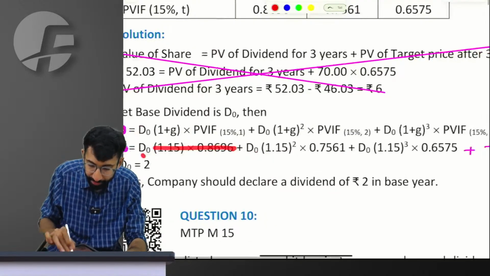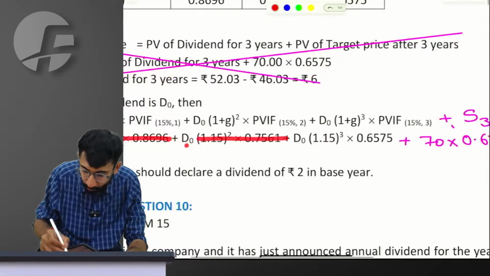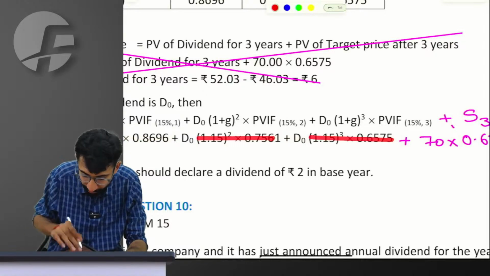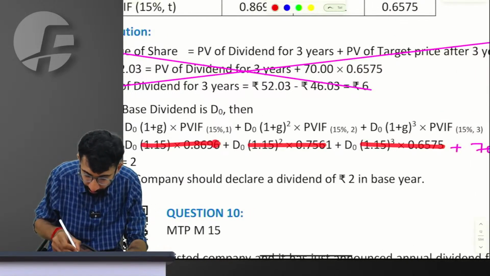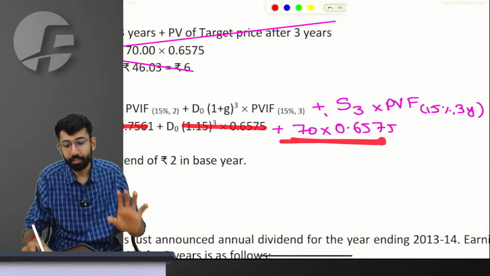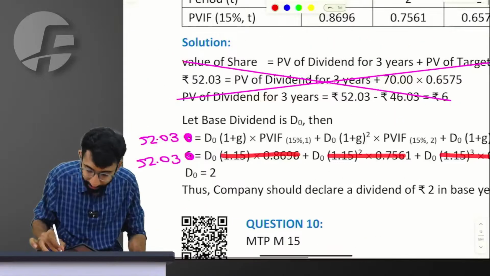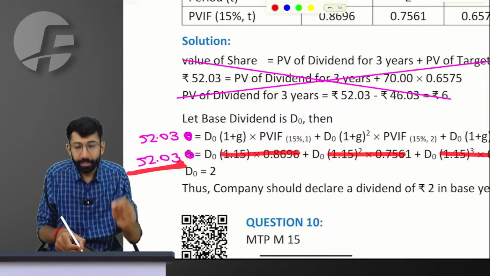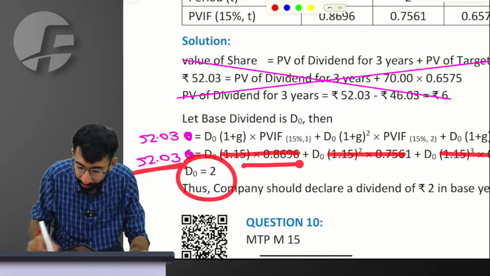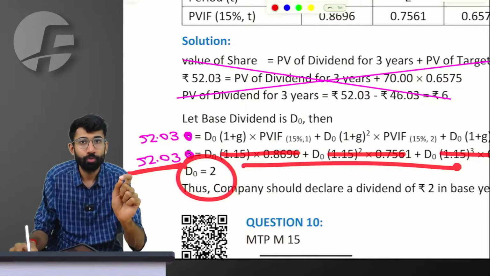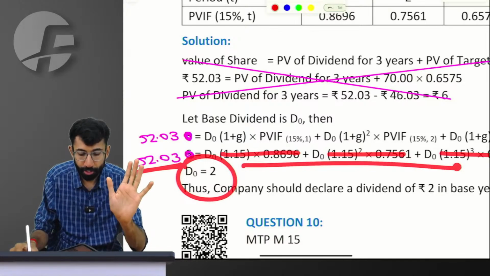So basically D0 plus D0 plus D0 is equal to, this has gone, this has gone, this has gone. D0 plus D0 plus D0 is equal to 7 into 0.6575. All that is equal to 52.03, which is the present value today. Take a few seconds, calculate the D0 and give me the answer. I'm not supposed to teach you how to do it on the calculator.